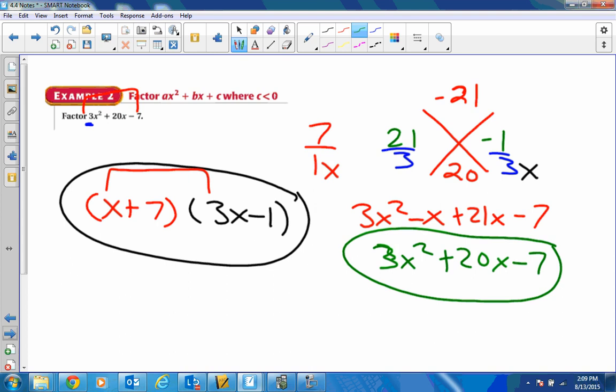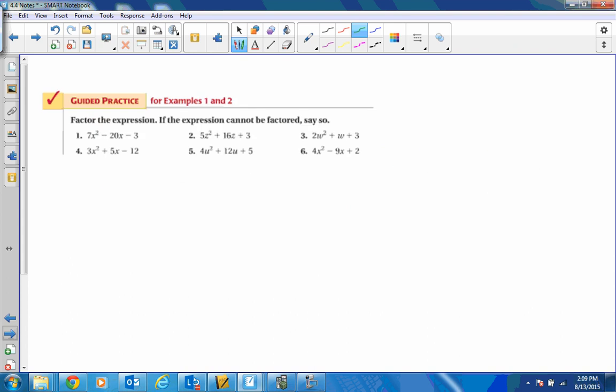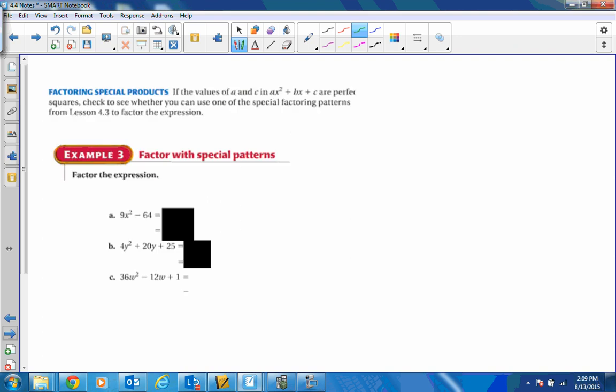So you can always check your work, but this method always works as long as you do it correctly, as long as you follow the steps. And I'll write the steps on the board when we get to class too. So practice these on your own using those steps to see how far you can get. We'll keep practicing in class.